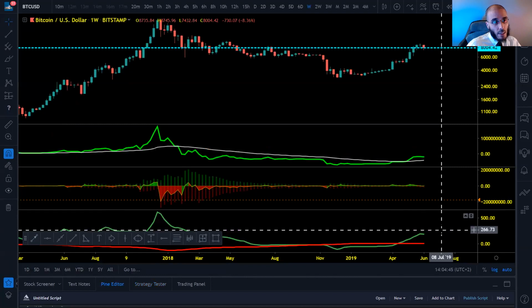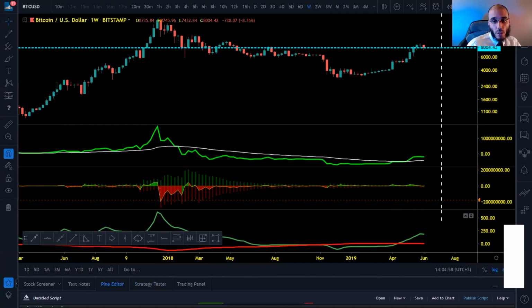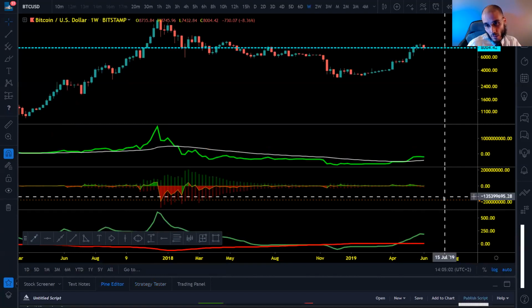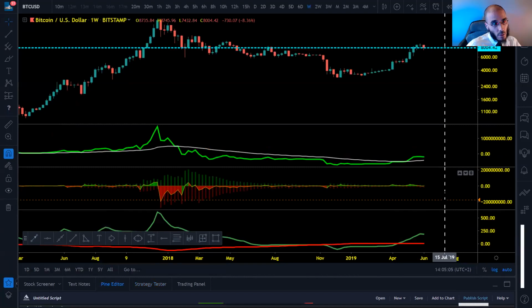Next one, KK intraday, candle body weighted, net force, and modified rate of change. We are on the weekly, and on the weekly, I have to look at this one. This one is negative. So net force is negative, and all the rest is positive on the weekly.